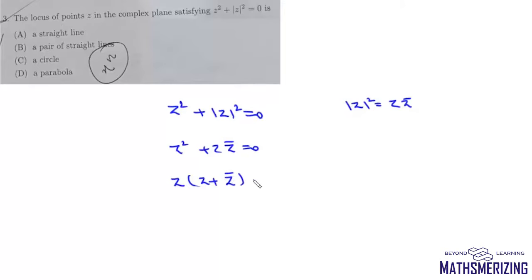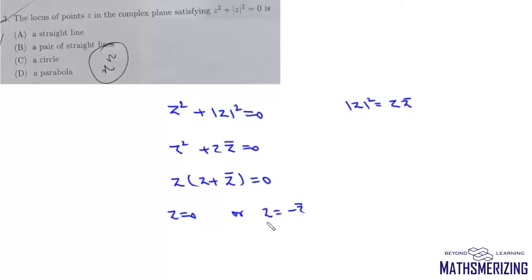Now this third question is, the locus of point Z in the complex plane satisfying Z square plus mod of Z square equals 0. Now we know that mod of Z square is Z into Z bar. So we can simply write this as Z square plus Z Z bar equals 0. And we'll take this Z common. So it will be Z into Z plus Z bar equals 0. Now either we'll get Z equals 0 or we'll get Z is equal to minus Z bar.